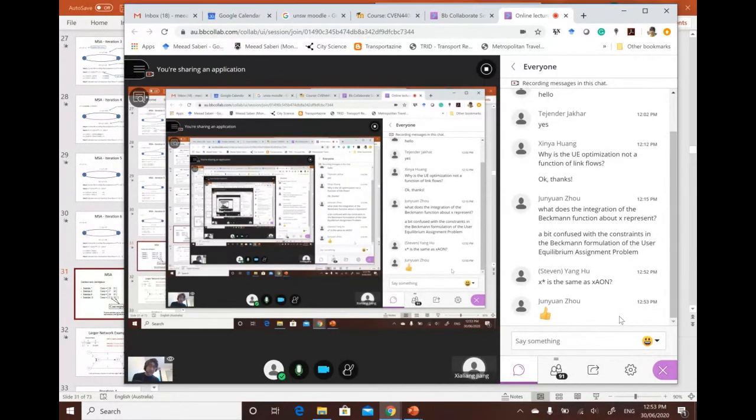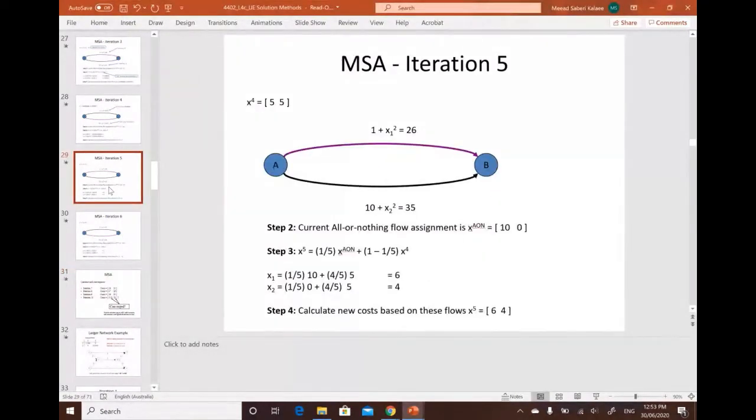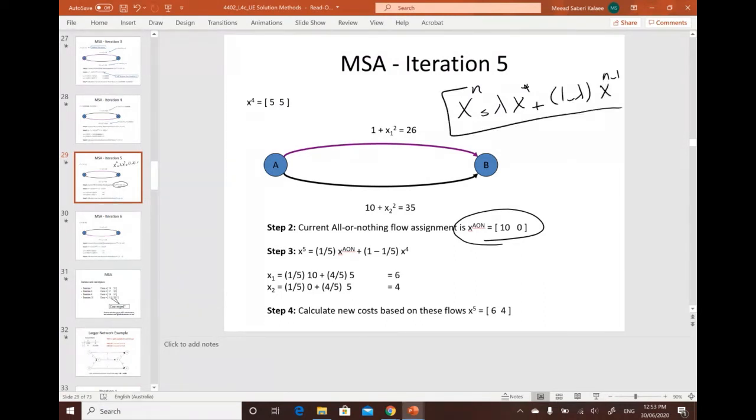Stephen, you're asking about X star. Yes, X star is the same as X all-or-nothing assignment. Yes, in the MSA formula, X star. So if I go back to the slides, yes, X star, as I said, is the X all-or-nothing assignment. And again, remember that it was, let's say, Xn is equal to lambda X star, or X all-or-nothing assignment, plus 1 minus lambda Xn minus 1. This is the MSA formula.